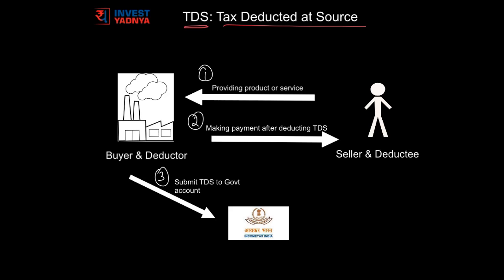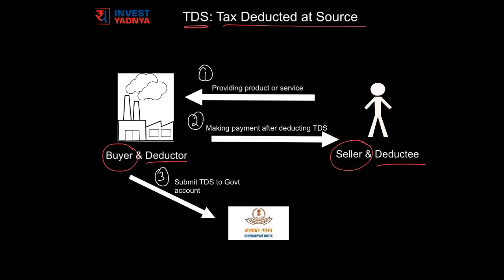The concept of TDS requires that the person or organization on whom responsibility has been cast to collect TDS, called the deductor, is to deduct tax at the appropriate rates from payments of specific nature which are being made to the specific recipient, called the deductee. Deductor is mostly the buyer of the product or services, and deductee is the seller of the product or services. We will discuss a few of these payments and rates in this video later.